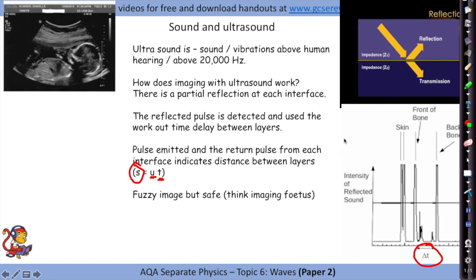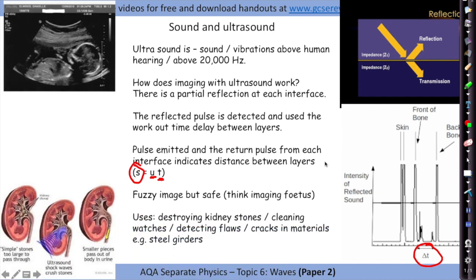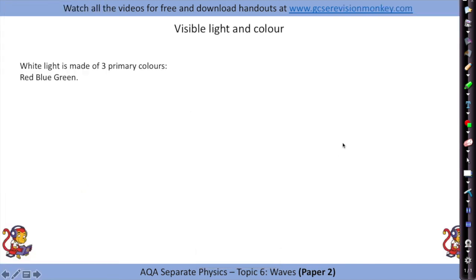It's much safer than using X-rays. If you think about imaging fetuses, we don't want to expose those to cancer-causing radiation. So it's used for a few things. Used for destroying kidney stones. They'll shake the kidney stones to pieces, and the small pieces will pass out in urine. Can be used for cleaning maybe antique watches, very delicate material, detecting flaws or cracks inside building materials. For example, steel girders used for skyscrapers. Got to make sure there's no faults in those before they're used.